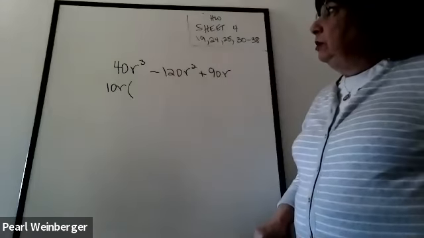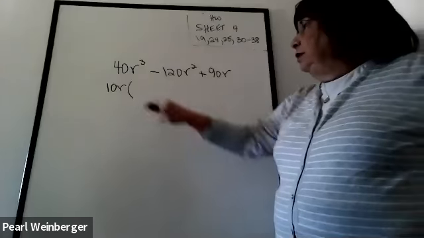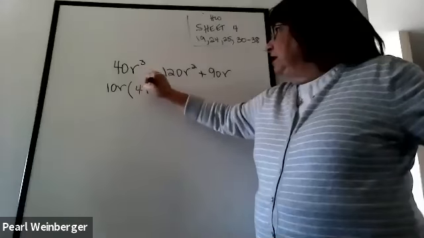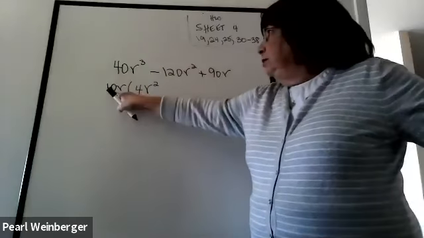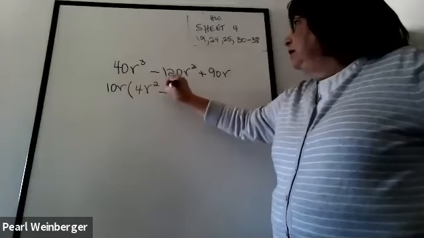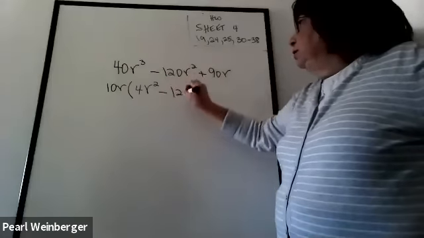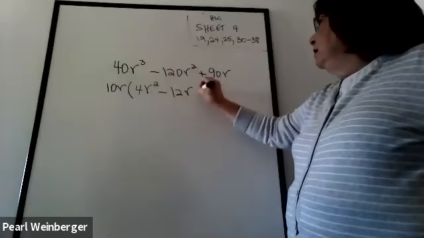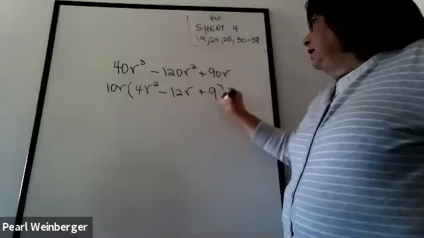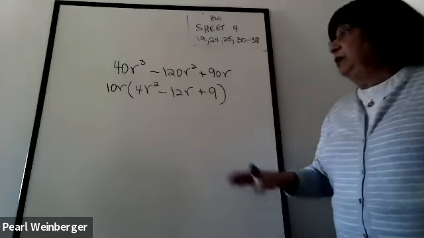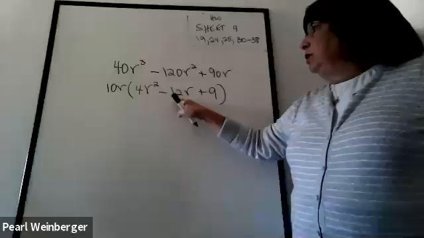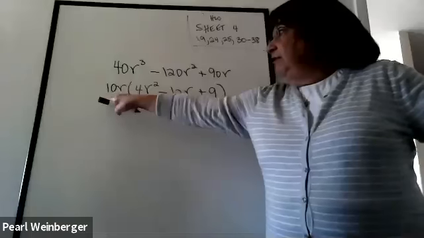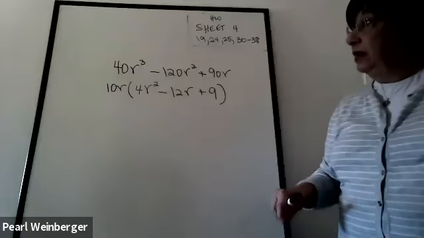I'm now going to divide out the 10r from each term. So 10 into 40 gives me 4. R into r to the third is r squared. Then 10 into negative 120 is negative 12. R into r squared is r. And finally, 10 into 90 is 9. And r into r cancels out. So I'm left with a trinomial of 4r squared minus 12r plus 9 inside my parentheses, and the greatest common factor of 10r.